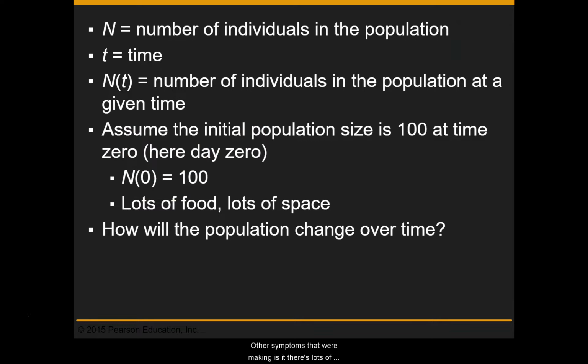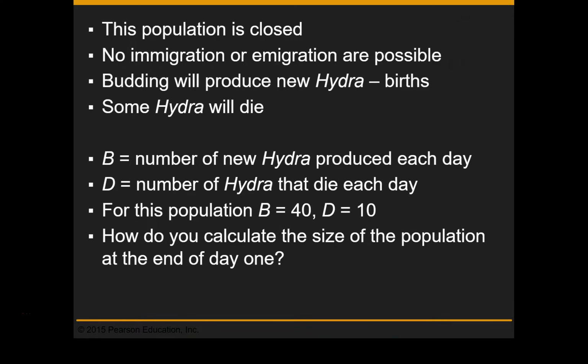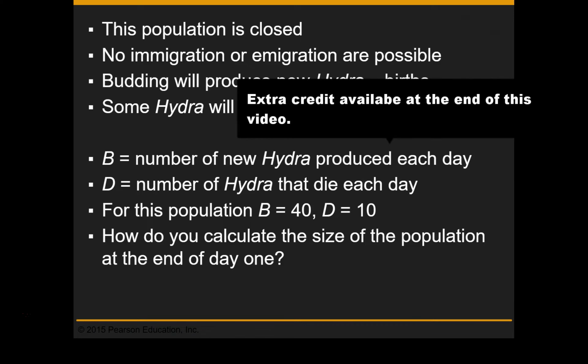Other assumptions that we're making are that there's lots of food and lots of space, so those are not going to be our limiting factors for this population. So how will this population change over time? Again, this is a closed population. It's an aquarium, so no migration is happening. Budding is going to produce new hydra, which are our births, and some hydra are going to die from old age or bad luck or whatever it happens to be, maybe disease. So for this population, we are having 40 hydra born, and we're having 10 hydra die.